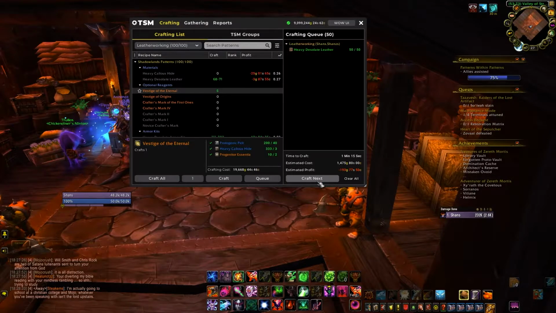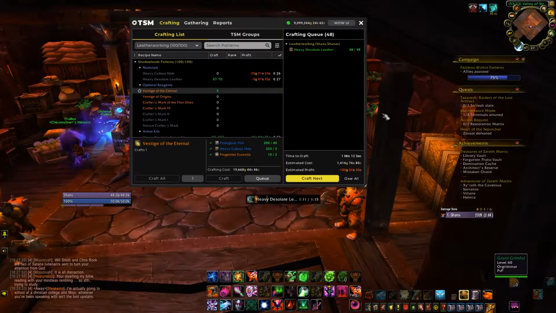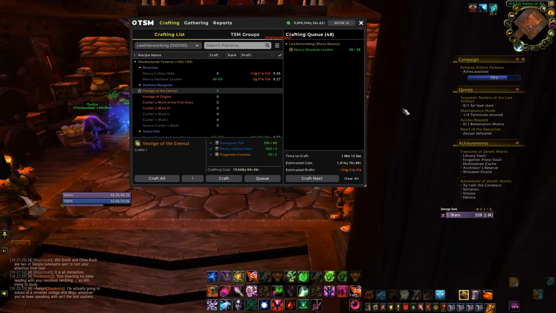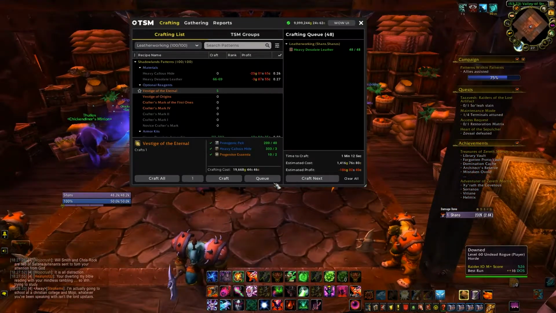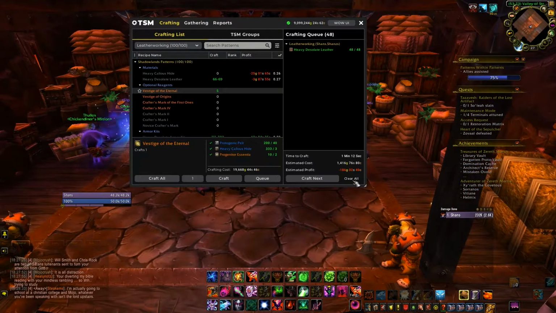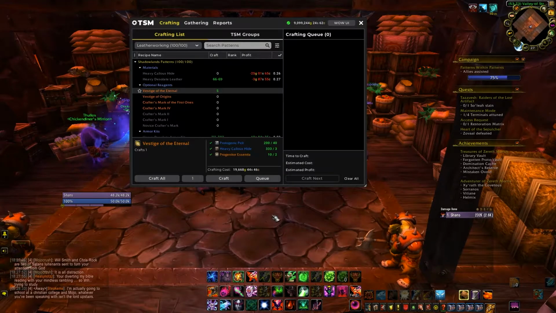All right, did those. Now craft next. It's going to start doing the 50 of those. And if I have more items, craft next, so on and so forth. So that's the basics of the crafting module. And the queue is a really important tool to use. Now just hit clear all to get that.